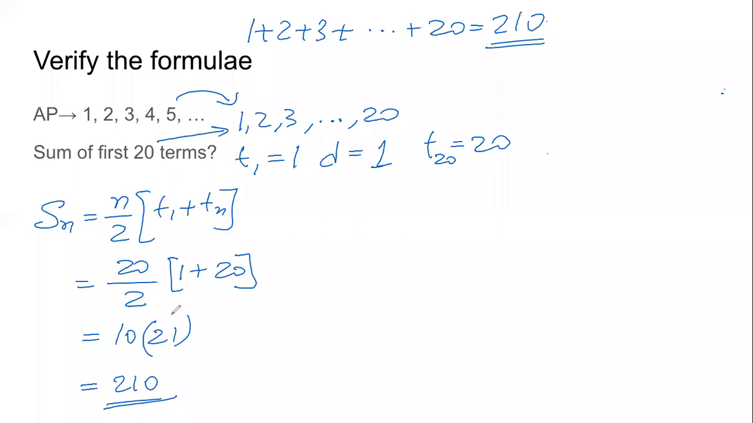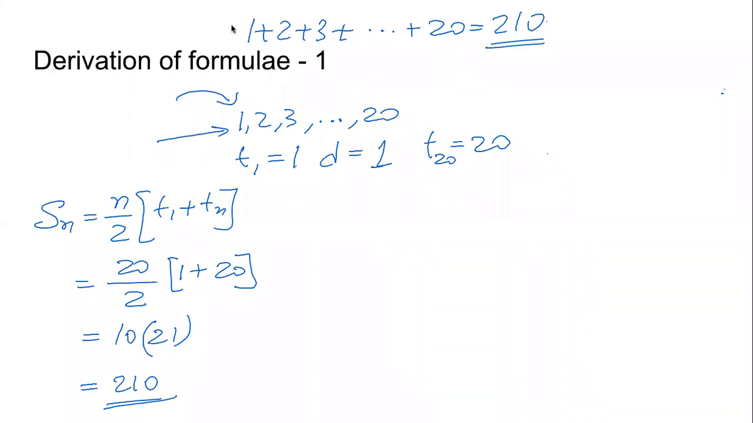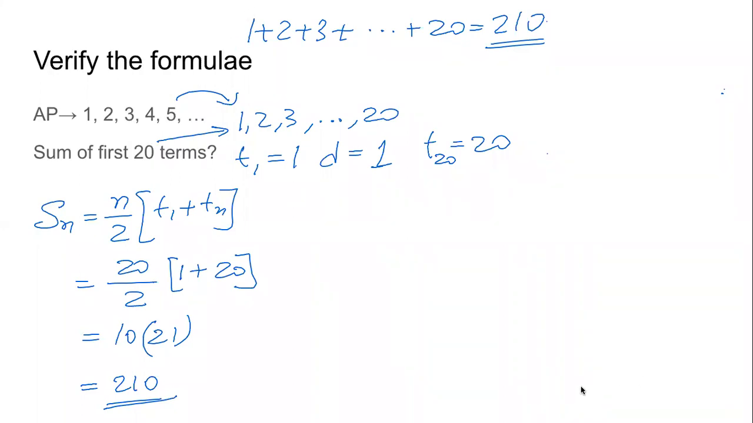Right? So you can use the formula. Clearly, we can use the formula to find the sum of the first 20 terms instead of doing this long addition. It is the same answer.